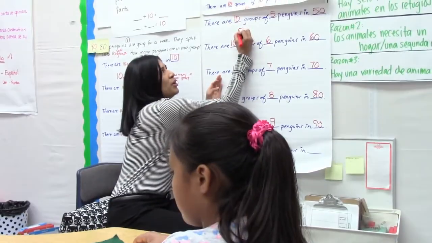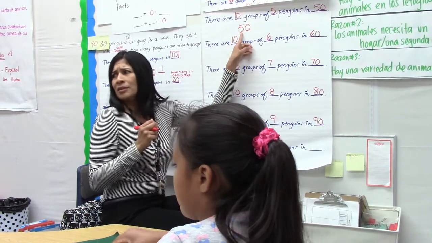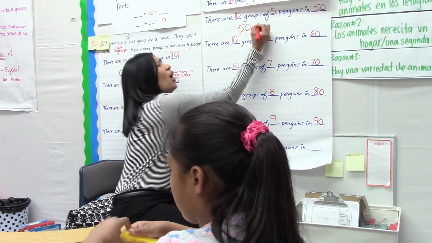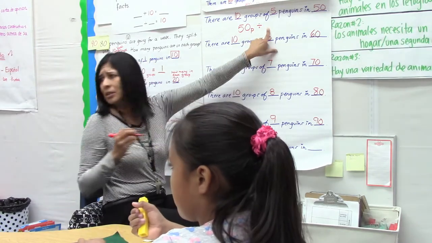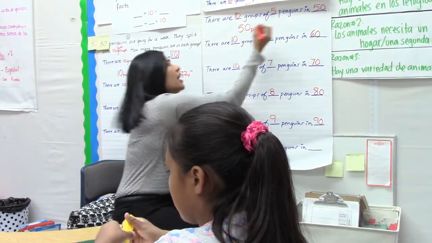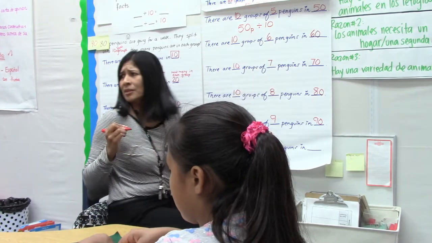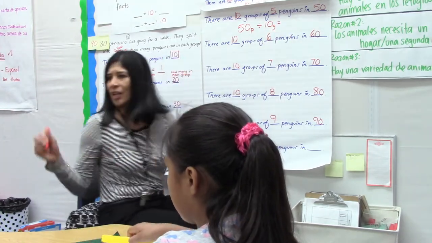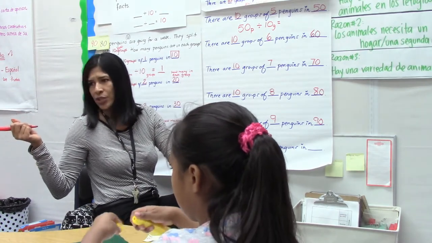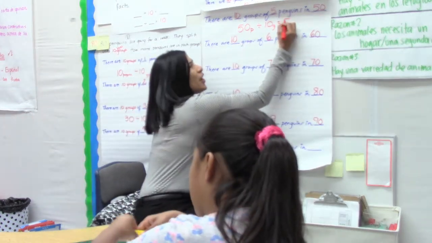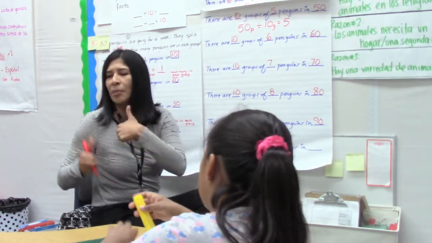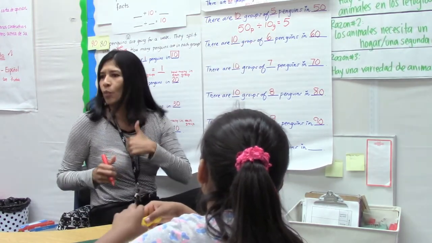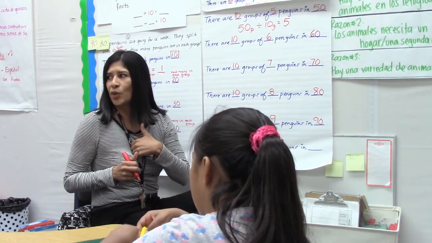50. Okay, and why am I writing 50? 50 what? 50 penguins. I'm going to put a P right there. 50 penguins are going into 10 what? Ten groups. We need to know what each number means, right? And I see that you have a 5 as a quotient, okay? What does this 5 mean? Oh, think about it. I wrote that 50 penguins into 10 groups. What does the 5 represent? Show me when you have an idea.